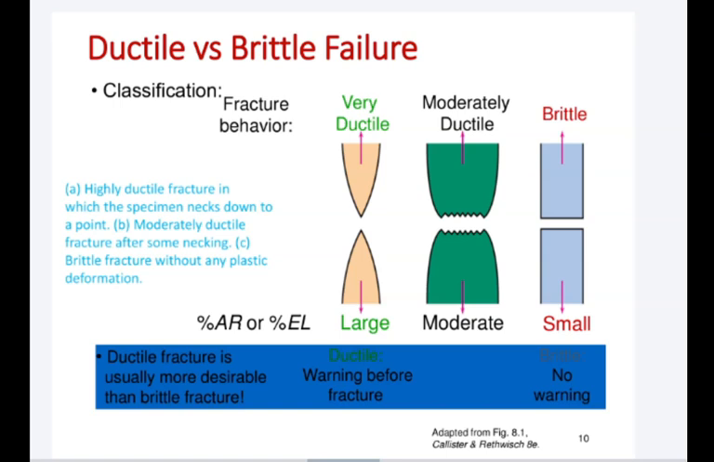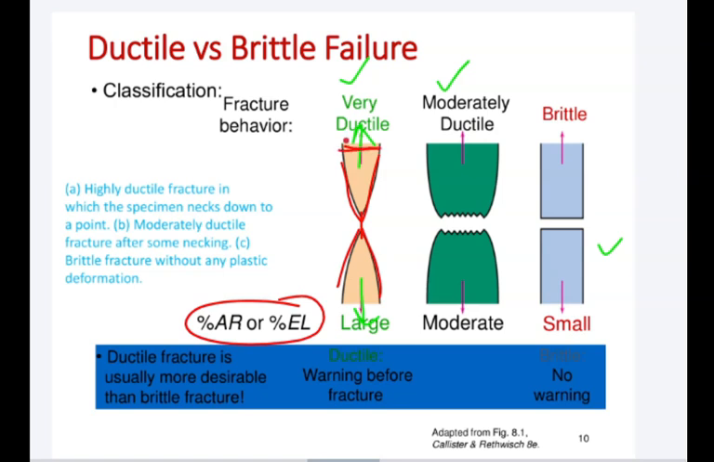Okay, look here. For the brittle versus ductile failure classification, we have some images: very ductile, moderately ductile, and brittle fracture. In the very ductile fracture, what happens actually? If you have the material and you apply the stress, the load from here and here, you will see the necking. This is the necking, and then the material is going to fail. Theoretically, there is 100% area reduction. The area reduction, or percent elongation, is 100%.